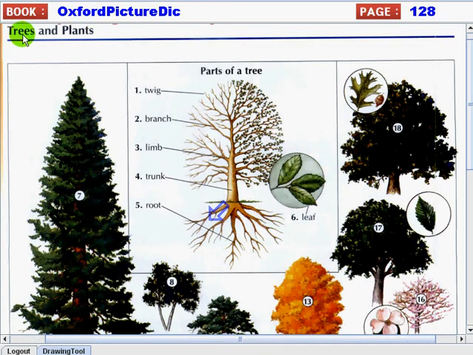Today, we're going to talk about trees and plants. We're going to learn different names of plants, and of course we're also going to talk about its parts, alright? The parts of a plant. But before that, let us have a short review of the words we studied in our topic, the universe.